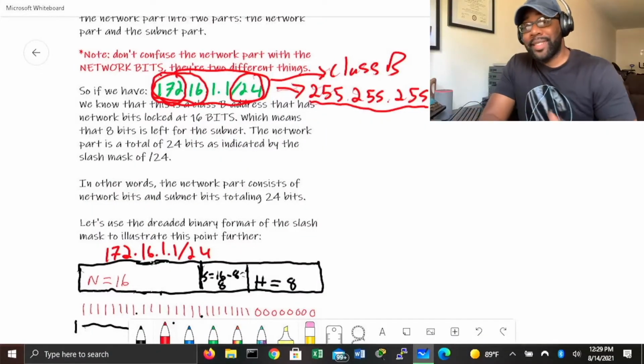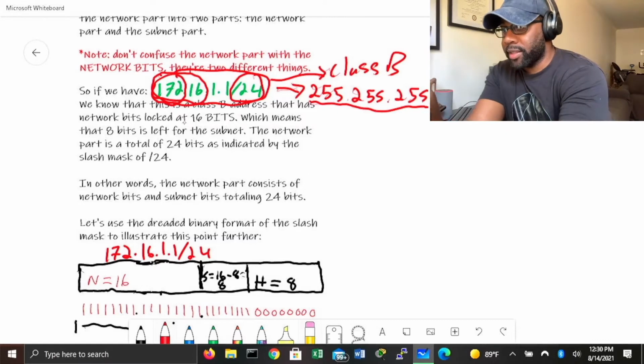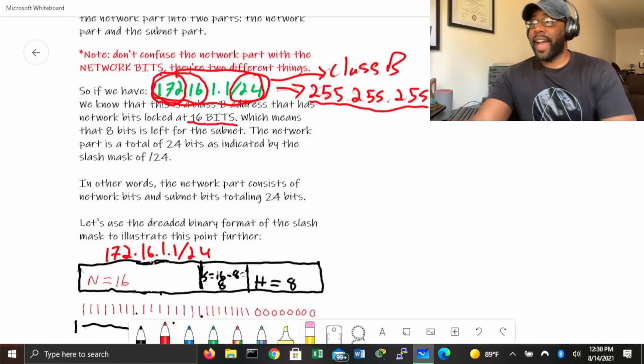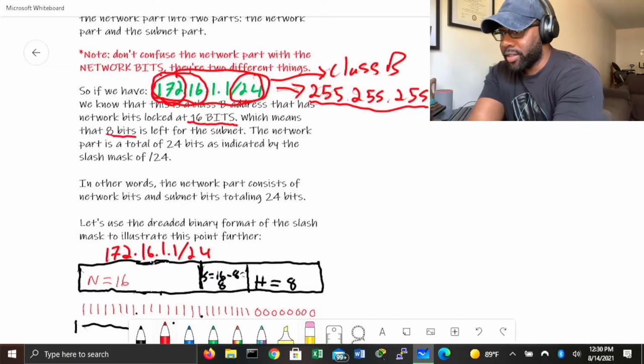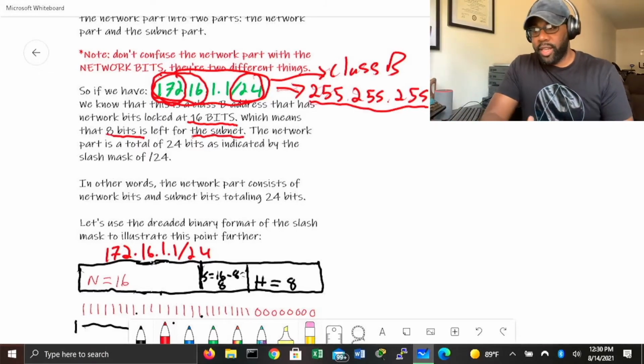We know that since it's a class B address, the network bits are locked at 16 bits, which means that 8 bits is left for the subnet, right? This is pretty straightforward. It's easy to understand. So the network part is a total of 24 bits as indicated by the slash mask, right?